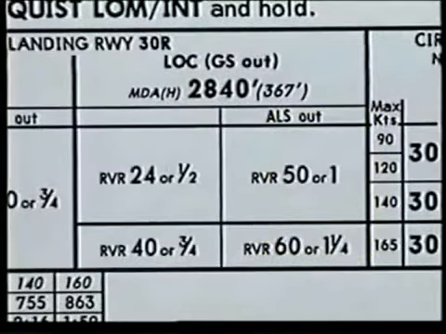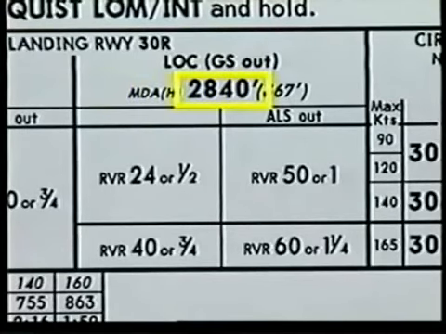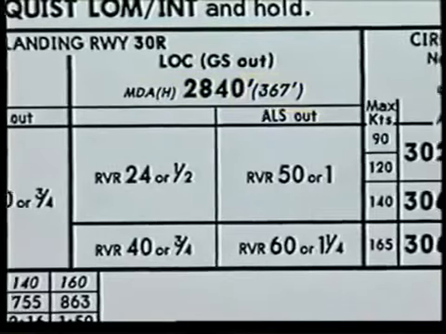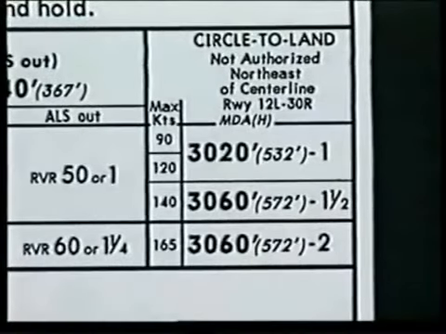For the localizer, glide slope out, or non-precision approach, the figures are labeled MDA (H). The MDA, or minimum descent altitude, is the MSL altitude below which descent may not be made without visual reference. The H, or height, is shown within the parentheses. On the far right are the circle to land minimum altitudes and visibilities.